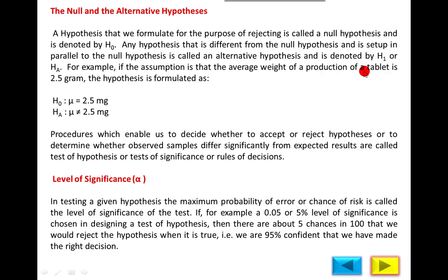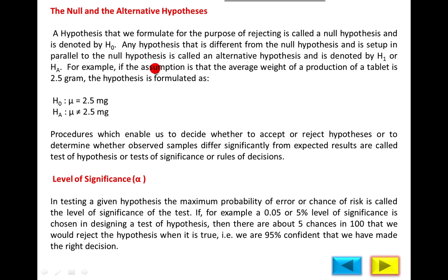The weight of production of a tablet is 2.5 milligram. Production means population. So the hypothesis is formulated as follows, where this is the population. Population mean is represented by mu, H naught colon. This is the syntax of the null hypothesis. First we write H naught, then colon. Don't write an equal sign here. Mu for mean, average.